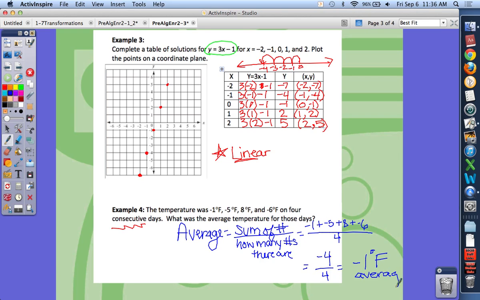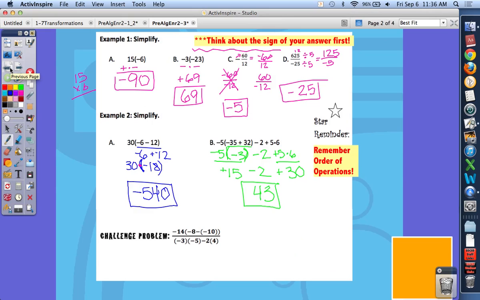All right, great work. Okay, if you didn't do the challenge back there, again, go back, pause it. I'm going to give you the solution right now. The challenge comes out to, I'm going to skip the work. I want you to do it on your own. -28 over 7, which reduces to -4.